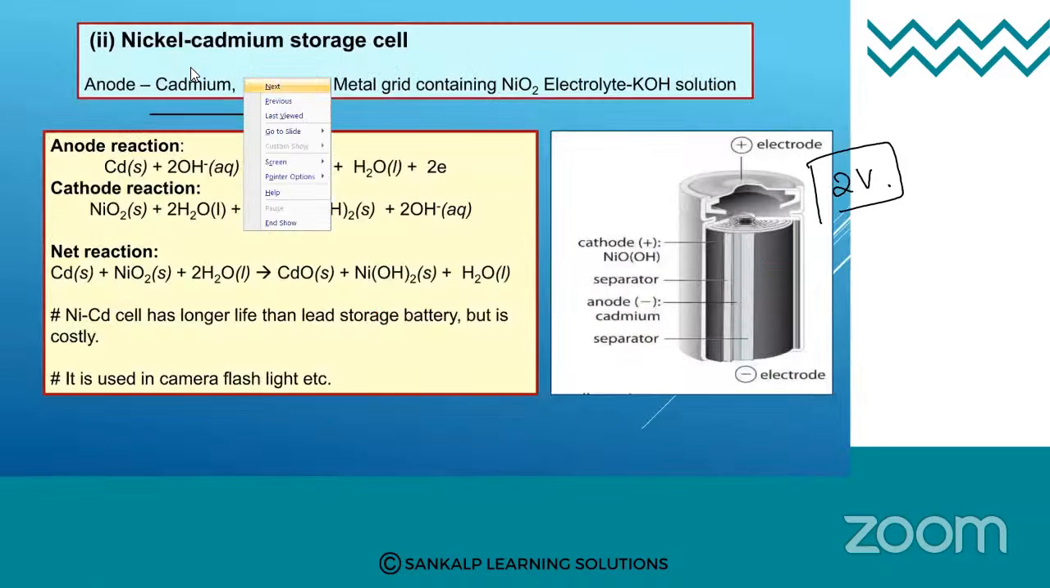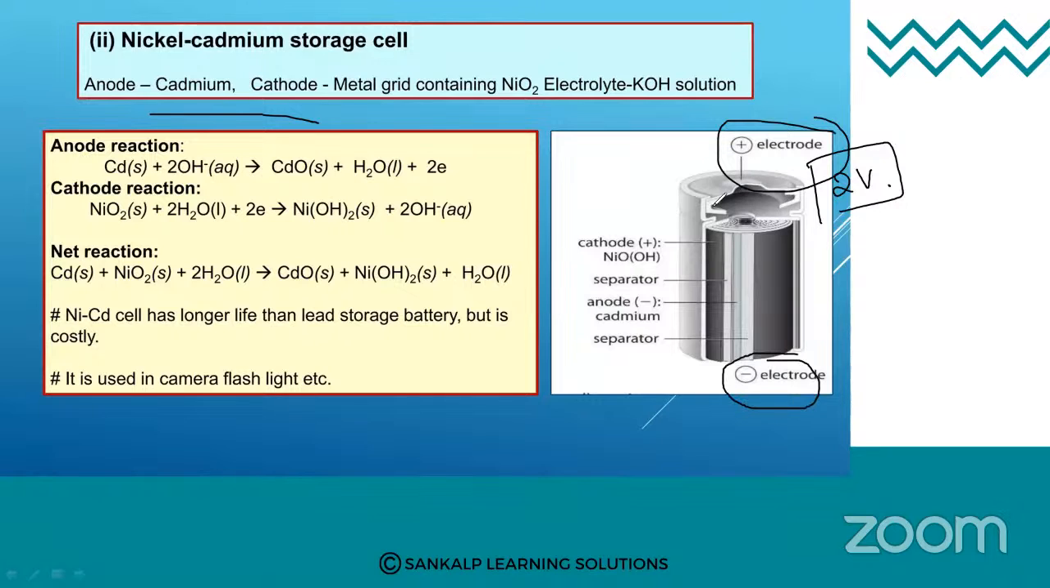Next is the nickel cadmium storage battery. So here you can see the nickel cadmium storage battery. The electrode is at the top. Here you can see at the right corner, the electrode is at the top and this is a negative electrode. This is a positive electrode.